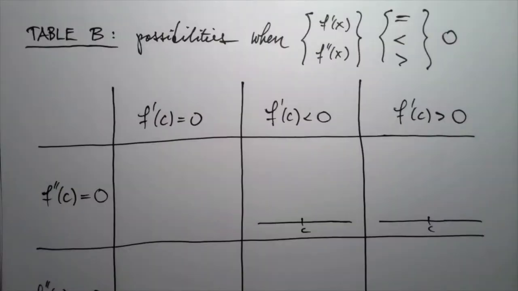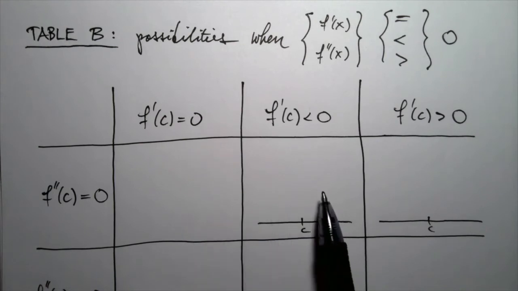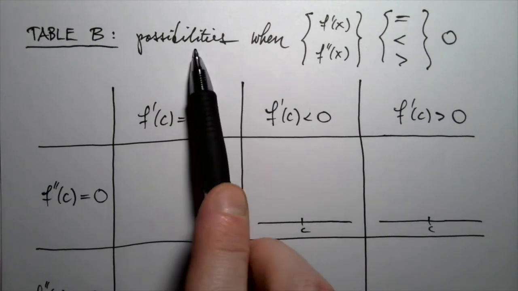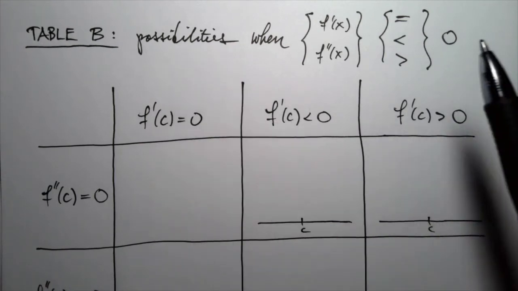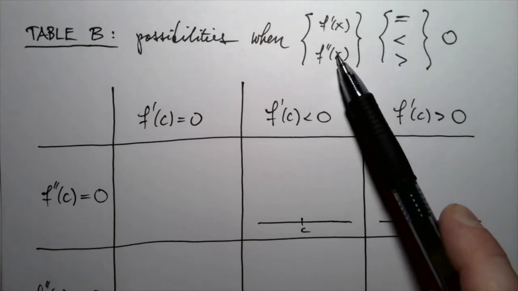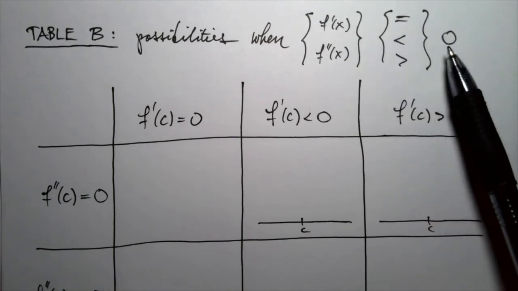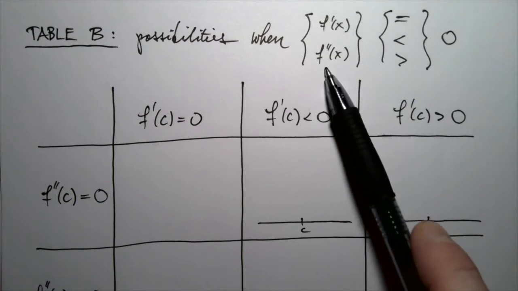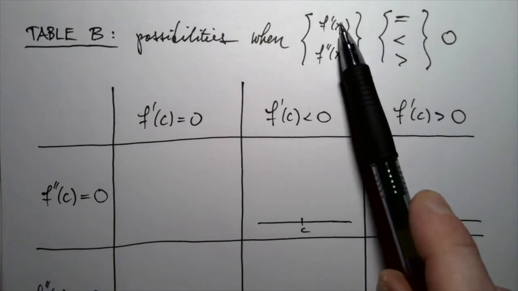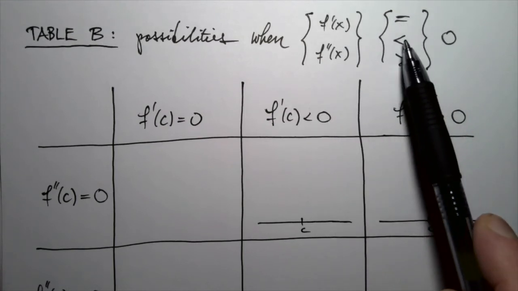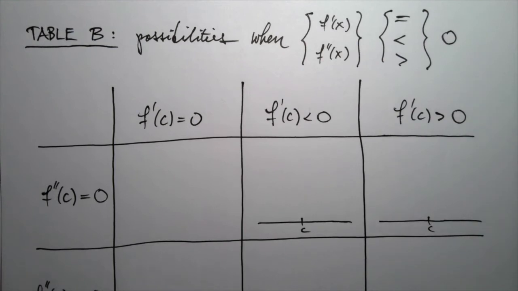Okay, now we're going to fill in a similar sort of table. Each entry in the table is a possible behavior of the graph depending on whether the first and second derivative are equal, less than, or bigger than 0. So all possible, that's why I'm using these curly brackets. You can choose either the first or second derivative, and then you can choose any of these 3 symbols.